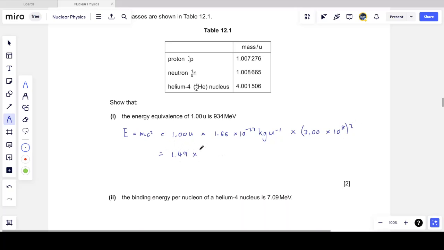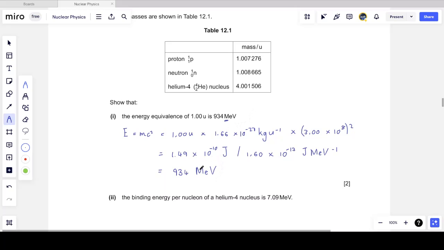1.49 times 10 to the minus 10 joules, which is great, but the answer is expected to be in mega electron volts. So I need to divide this by 1.6 times 10 to the power minus 19 times 10 to the power 6, or simply times 10 to the minus 13, because I'm asked for mega electron volts. And that's joules for every mega electron volt. You can see the joules will cancel, and what I'm left with is 934 mega electron volts as required.